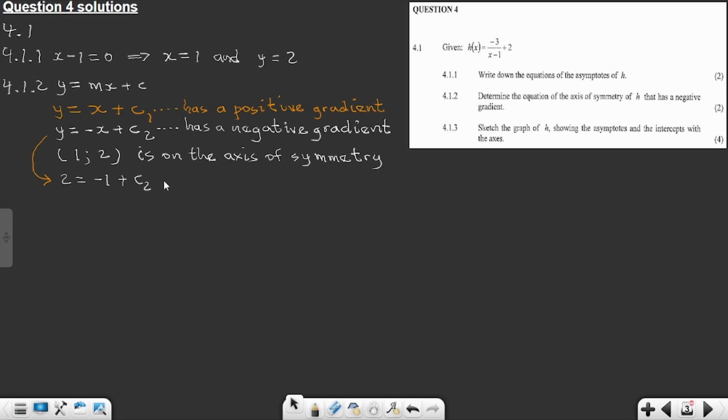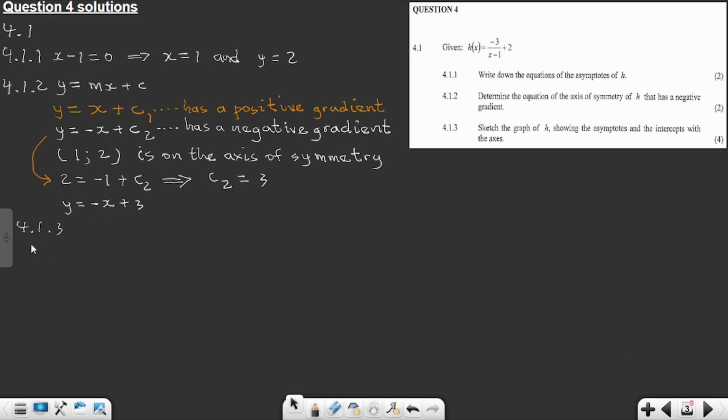Now you can solve for C2. C2 is equal to 2 plus 1 when the 1 moves to the other side. So C2 is equal to 3. Now you have your C2. And what is now the equation of the axis of symmetry with negative gradient? It will be y = -x + C2, so y = -x + 3. Okay, now let's move on to the next question.